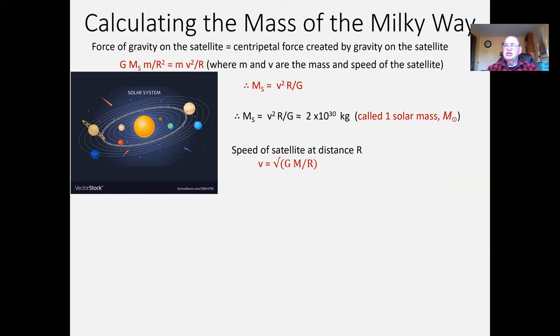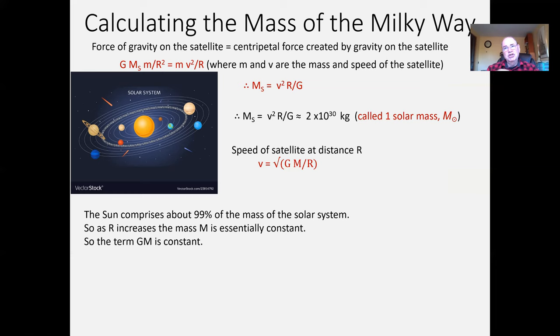This is what she was anticipating. She was anticipating this formula. Now, if you look at the mass of the solar system as you go further and further out, we know that 99% of the mass of the solar system is in the sun. So once you go beyond the sun, your mass is more or less constant. You get this tiny blip at Jupiter and Saturn, but otherwise the mass is essentially the same.